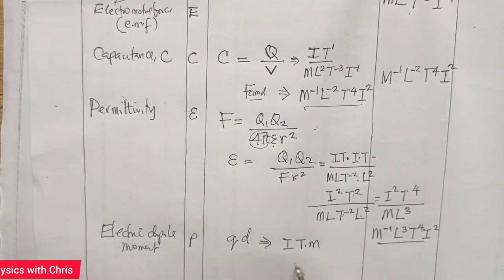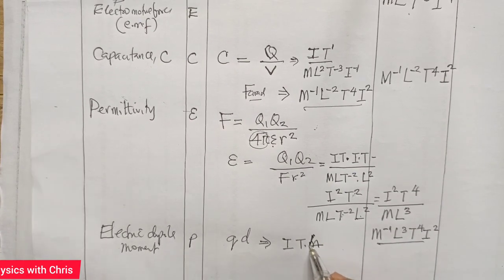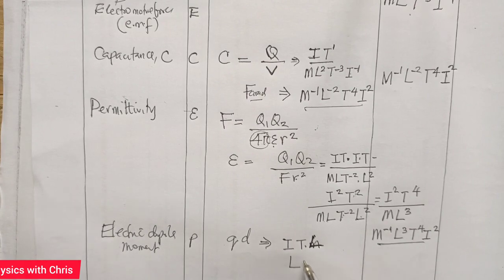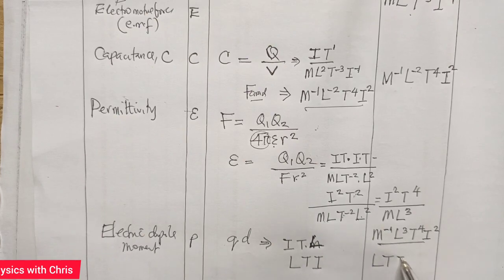The dimension of distance is L. So that gives me L T I. That is the dimension of electric dipole moment.